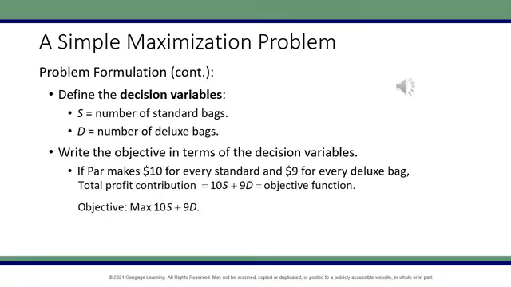Let's define our decision variables and objective function. This is where we transform our verbal problem into precise mathematical terms. Decision variables: let S equal the number of standard bags. Let D equal the number of deluxe bags. Our objective function: since Par makes $10 for every standard bag and $9 for every deluxe bag, total profit contribution is equal to 10S plus 9D. Therefore, our objective is to maximize 10S plus 9D.